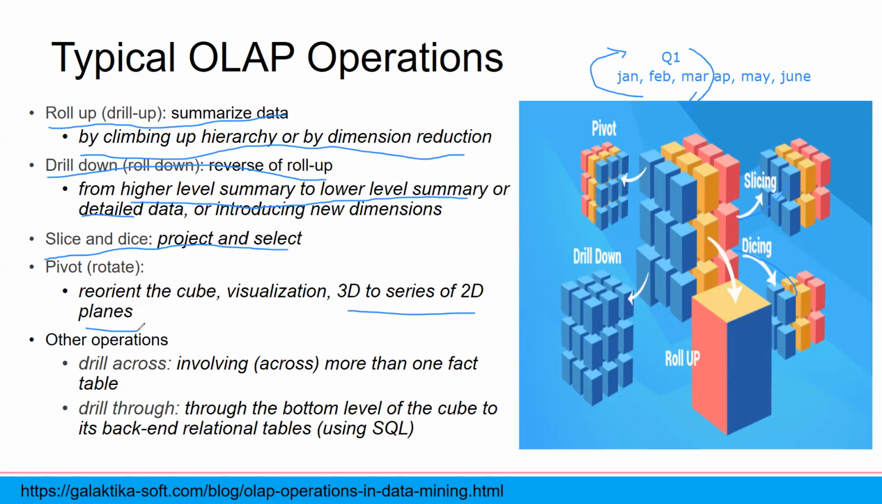Other operations like drill across: it involves more than one fact table. And drill through means going through the bottom level of the cube to each back-end relational table. So if it is drill through, it means you want to connect with your database. If you are just doing the drill across, it means you want to have more than one fact table. So it is similar to the fact constellation.